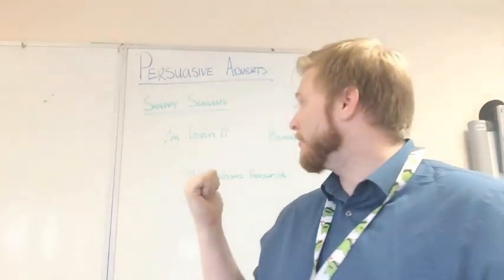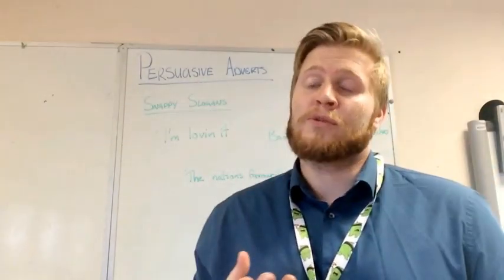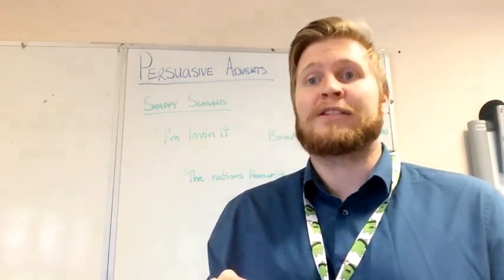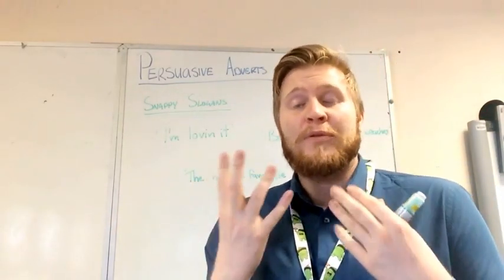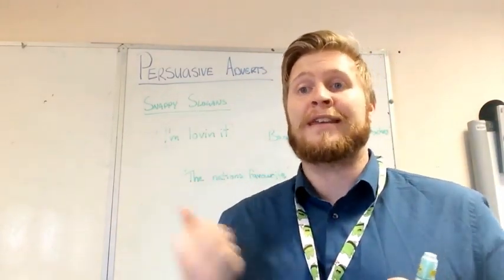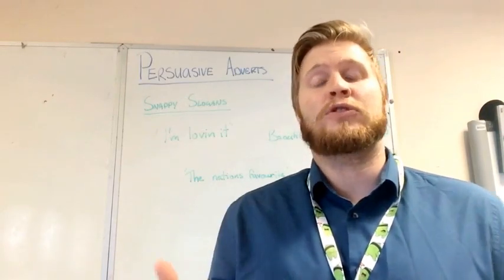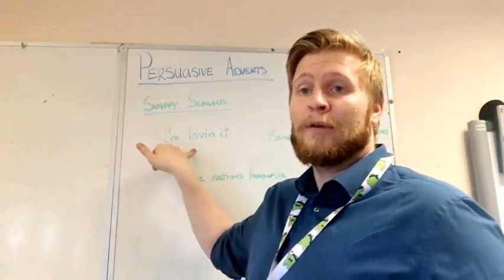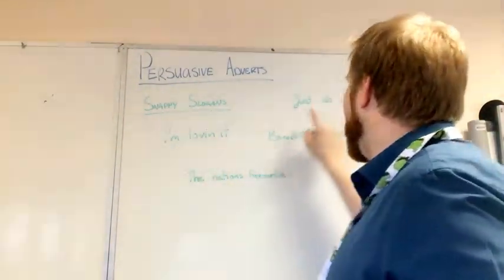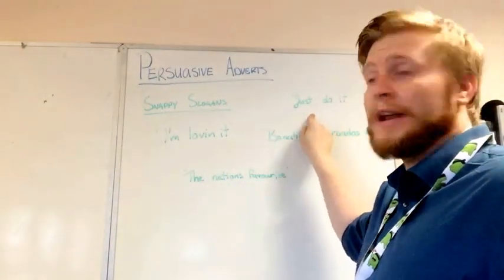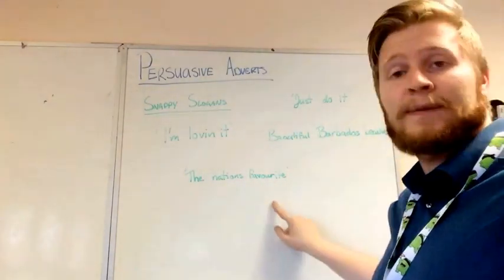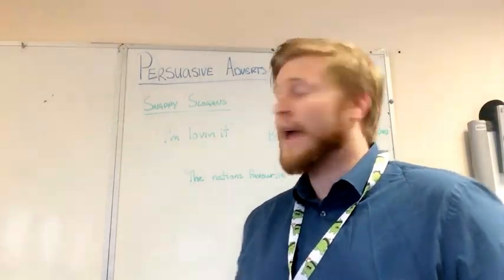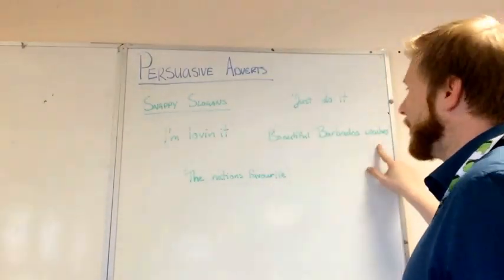Right, so we're looking at snappy slogans here. Slogans are something used on adverts, something quite short that gets the reader interested. They're normally quite catchy and you'll know a lot of these from adverts you've seen. Examples include "I'm loving it", which is McDonald's, "Just do it" for Nike, "The nation's favourite" for Dairy Milk chocolate bar, and "Beautiful Barbados beaches".